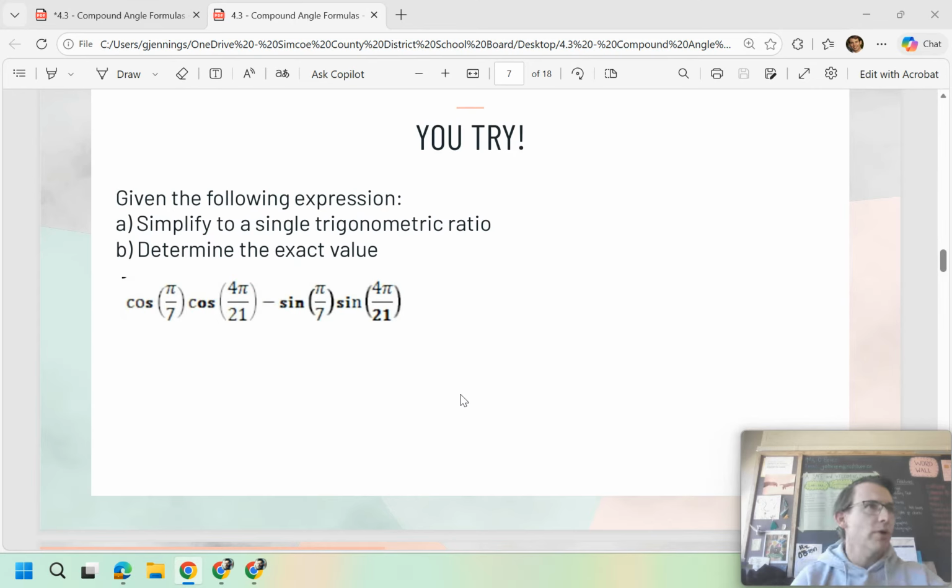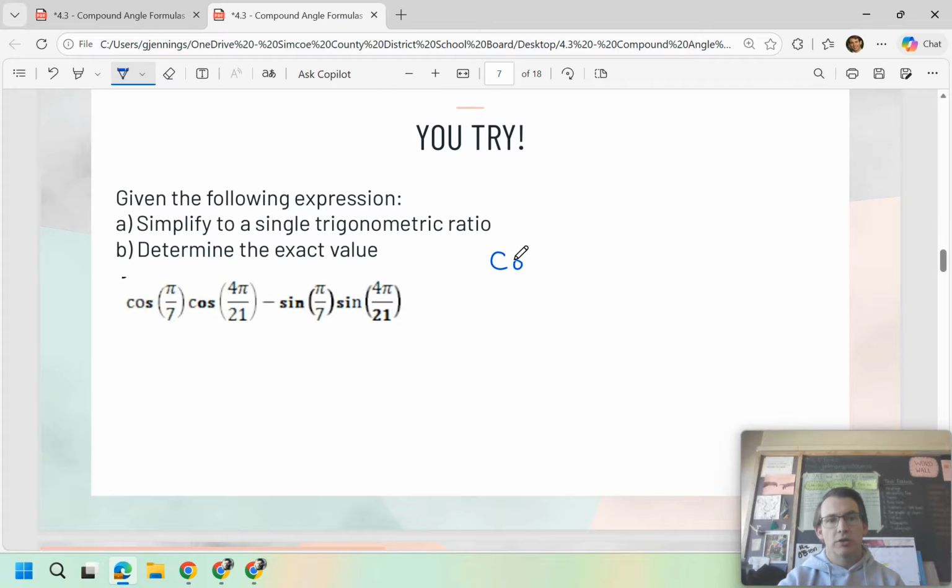All right, so what's the identity? Which identity do we use here? Yeah. Cosine of A plus B is the correct identity. Good. And then when you add these two things together, what do you get? Pi on 7 plus 4 pi on 21? You get pi on 3, yes, good.